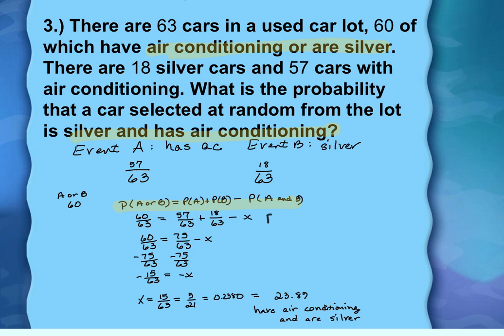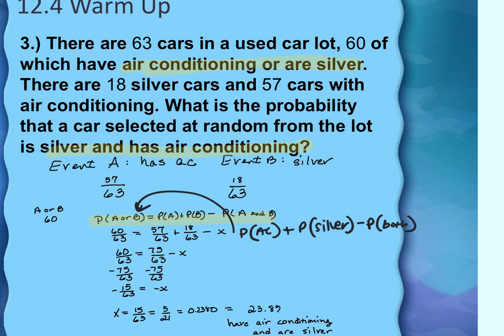So in this case, it's the probability of air conditioning first, in this order, then the probability that it's silver, minus the probability that it's both. And it would equal the or. So the or is 60 out of 63. The probability that it's AC, that's 57 out of 63. The probability it's silver, 18 out of 63. And the probability that it's both is what we don't know.